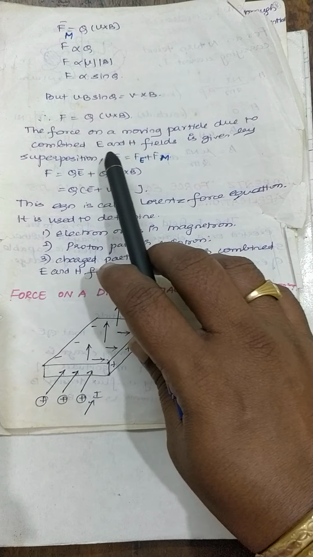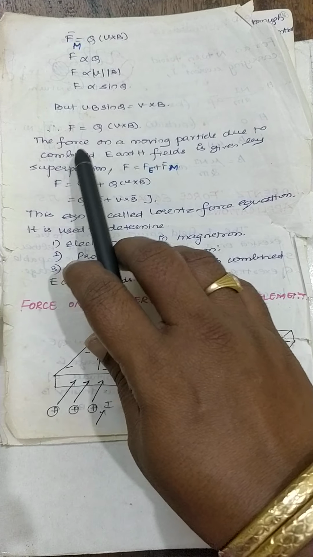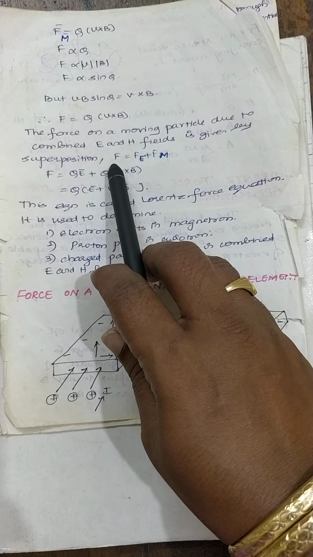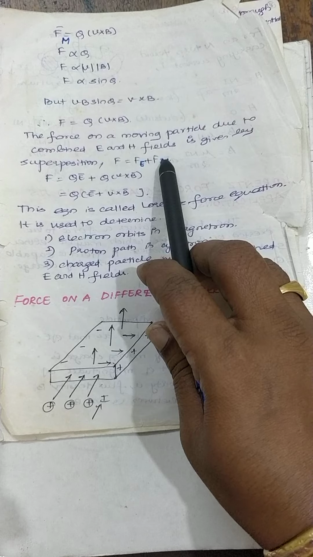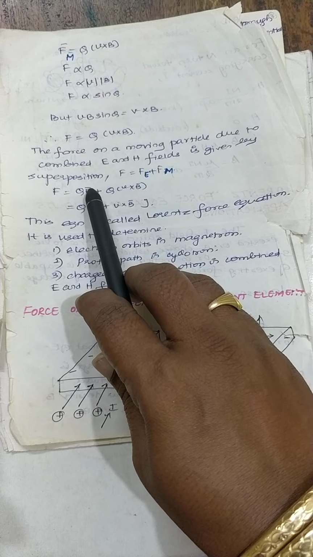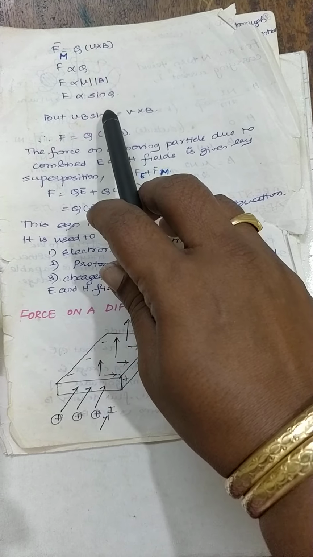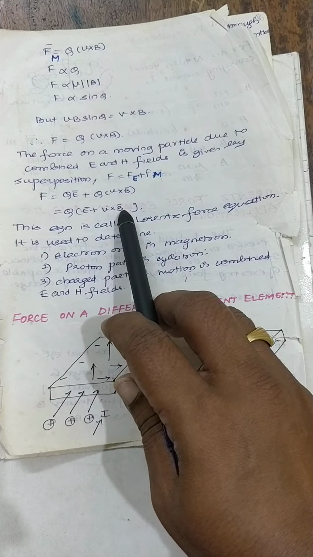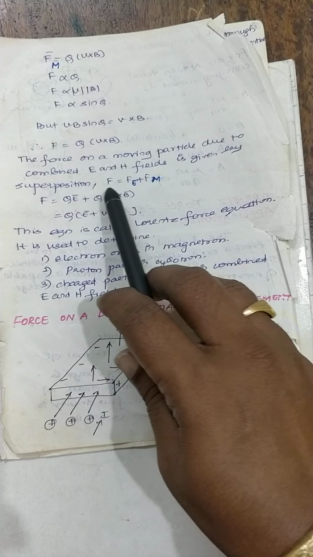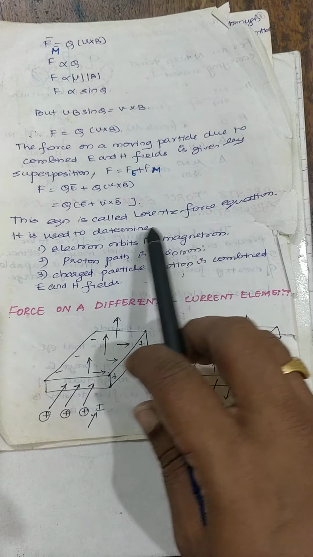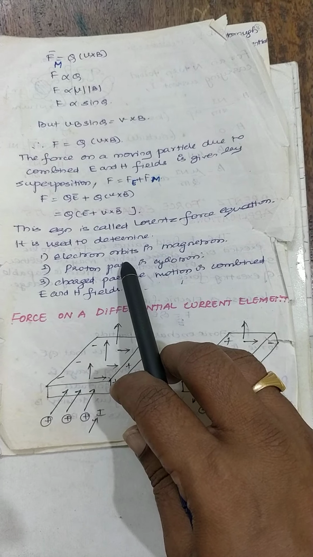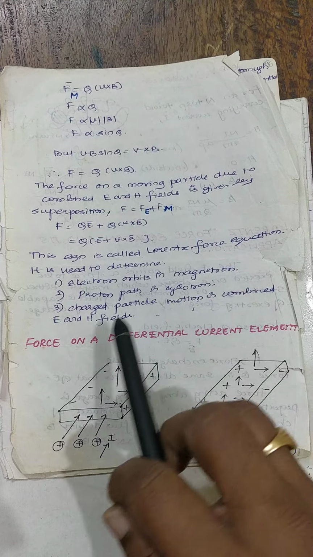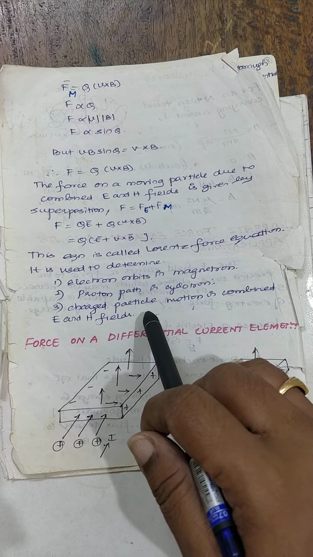Now to find the total force on a moving particle due to the combined effect of electric and magnetic fields, I am applying the superposition theorem. So F becomes equal to Fe plus Fm, that is, F equals QE, which is due to the electric field, plus Q of V cross B, which is due to the magnetic field. Taking out Q, F equals Q of E plus V cross B. This equation is called the Lorentz force equation, which can be used to determine electron orbits in a magnetron, proton paths in a cyclotron, and charged particle motion in combined electric and magnetic fields.